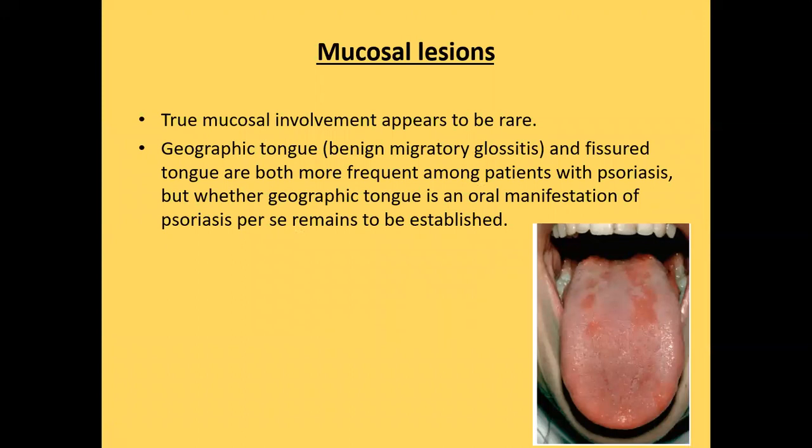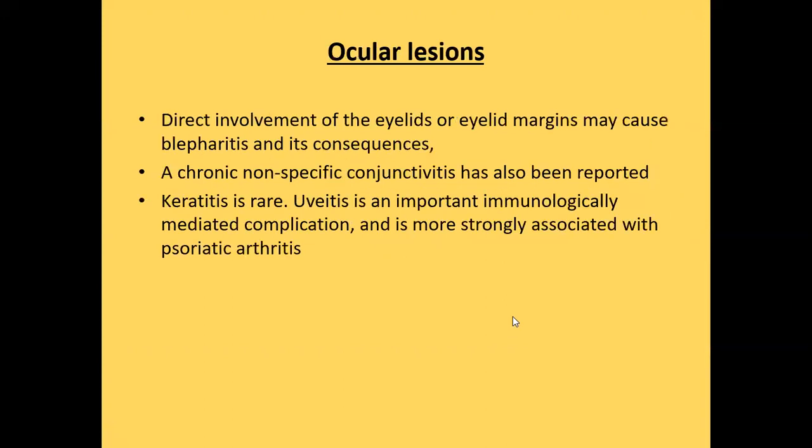Mucosal lesions. True mucosal lesions in psoriasis are rare. However, geographic tongue or benign migratory glossitis is seen in patients with psoriasis, and especially it is seen in pustular psoriasis. Ocular lesions are uncommon in psoriasis and mainly attributed to the presence of psoriatic lesions on the eyelid and eyelid margins. There can be a non-specific conjunctivitis, maybe keratitis, and sometimes uveitis.